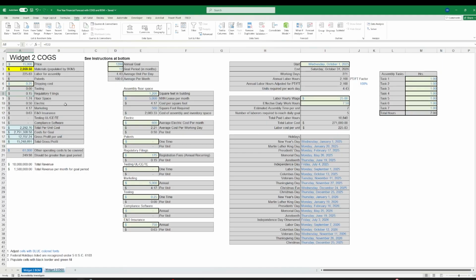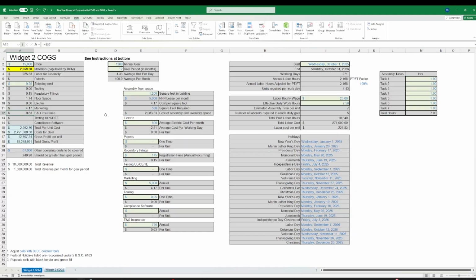And tooling, regulatory fees, floor space, these are all formula driven, and so are the names. So if you change your expenses that you put into electric, let's say you just want to call this utilities, you want it to update over here. We'll just change that back to electric.